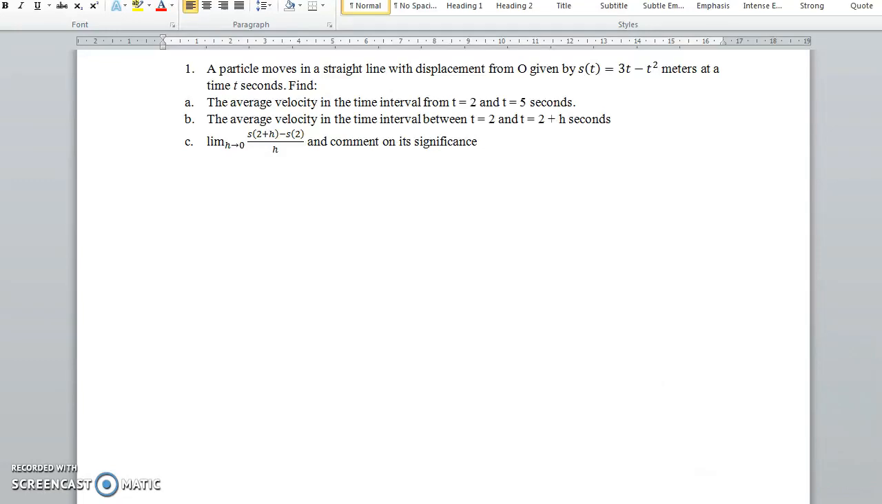Okay, so we're just going to go through the first example from kinematics, which says that a particle moves in a straight line with displacement from the origin given by s of t equals 3t minus t squared meters at time t seconds. So we need to find our average velocity.